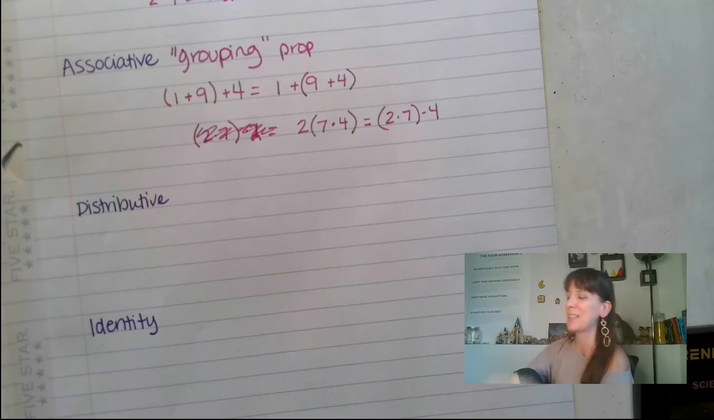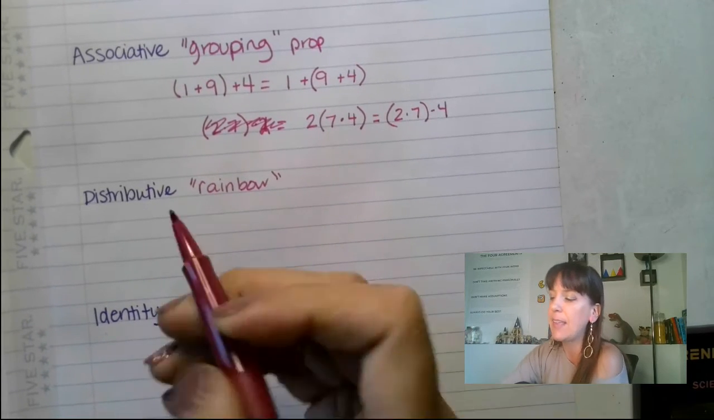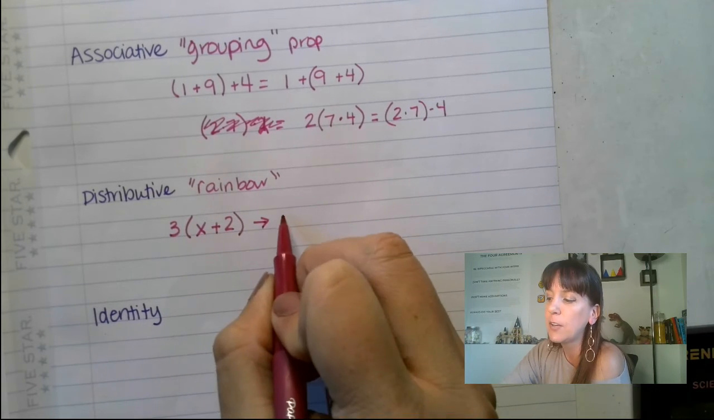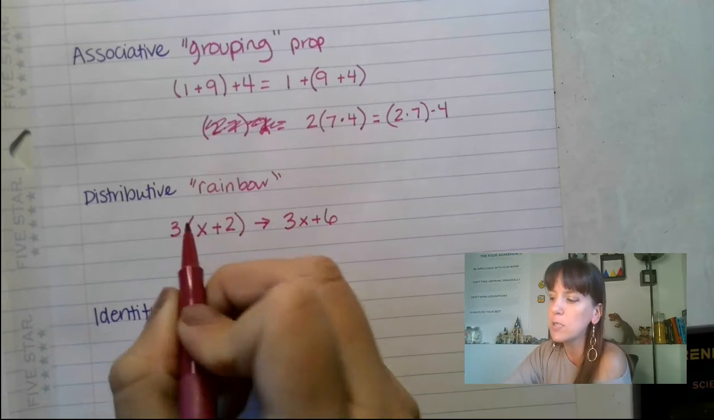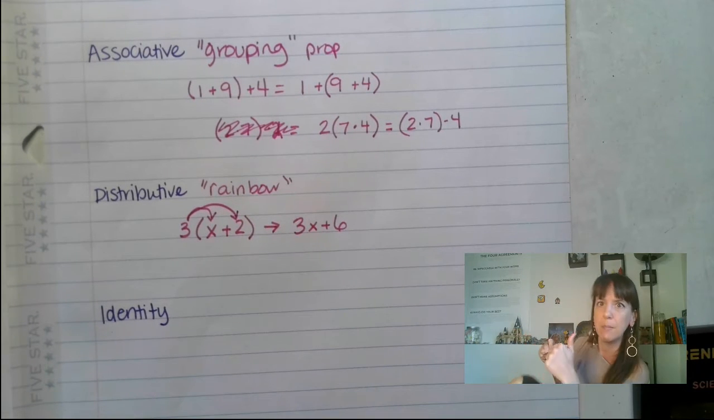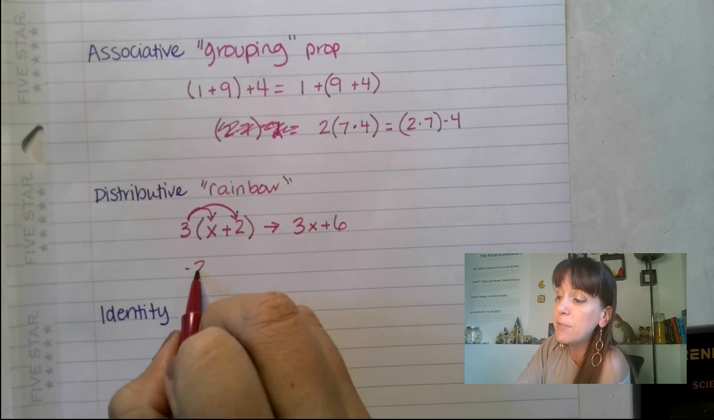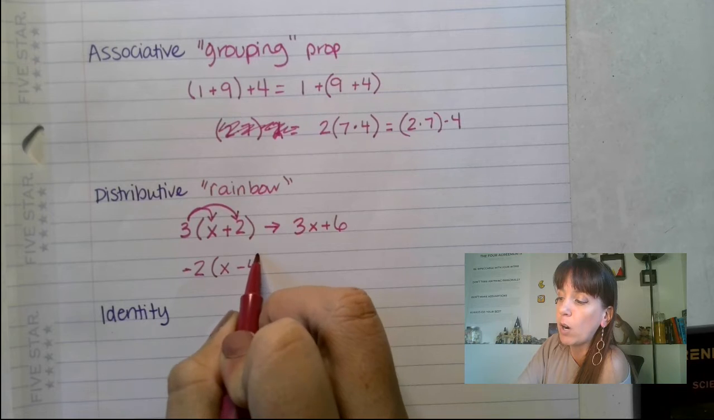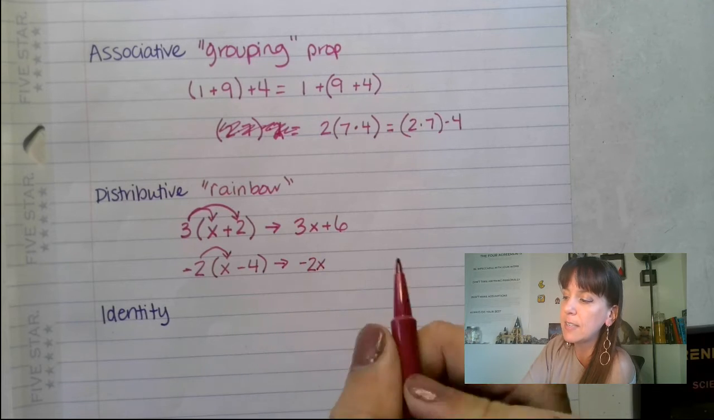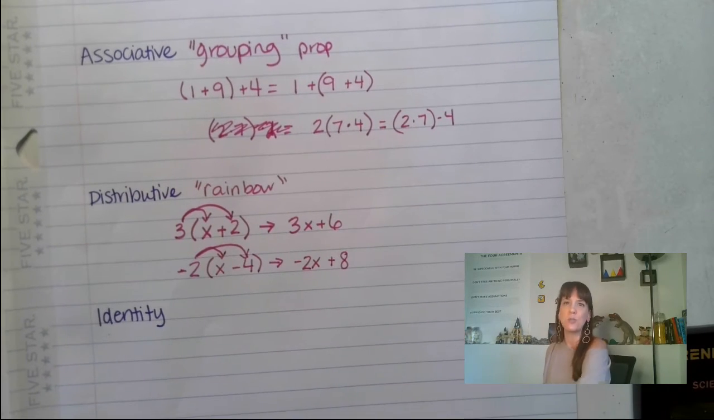The distributive, I like this one. This is my rainbow property. Rainbow. And what do I mean by that? It means that if I have 3 times (x plus 2), that is going to give me 3x plus 6. What do you mean, rainbows? It's because we're taking this and we're distributing it to here. And then we're taking this guy and we're distributing it to here. Look at those rainbows. Bam, you have just distributed. Trick question time, because we've already talked about negative numbers. Negative 2 times (x minus 4). All right, cool. Let's distribute that negative 2 to here. That is negative 2x. This negative 2 to here. Negative times negative is a positive 8. That's just the distributive property in a nutshell.